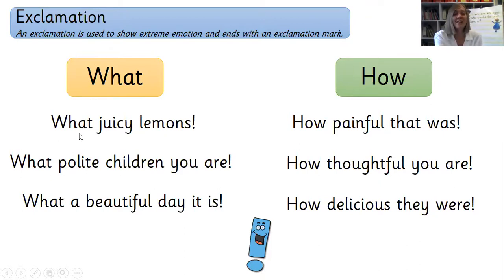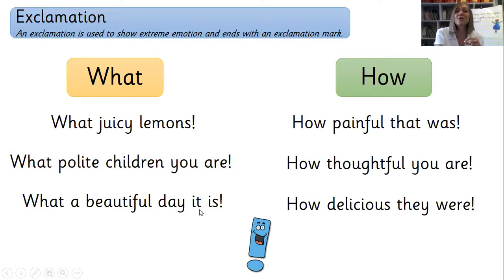And I might read it like this. What juicy lemons. I'm showing you that I've got extreme feelings about those lemons being so juicy, almost excited of how juicy they are. And you can see the exclamation mark on the end. What polite children you are. Or I might be saying that if I see some really, really polite children in my class using their kind words, it might make me feel excited, a nice excited emotion.